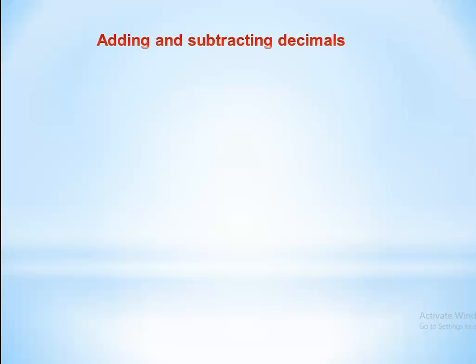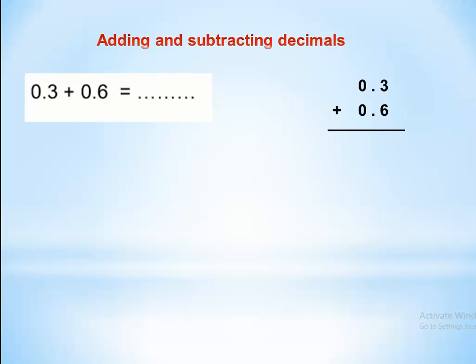Adding and subtracting decimals. Okay, 0.3 plus 0.6. Put it like a graph, 0.3 plus 0.6. We must put decimal point under decimal point and tenth under tenth and unit under units. Okay, so we are going to write 0.6. Let's add. Normal addition, 3 plus 6 equal 9. When we have a decimal point, put it in its place, and 0 plus 0 equal 0.